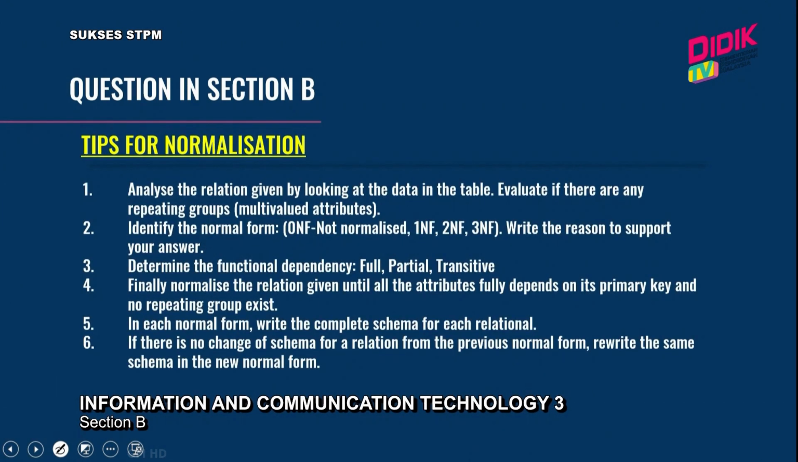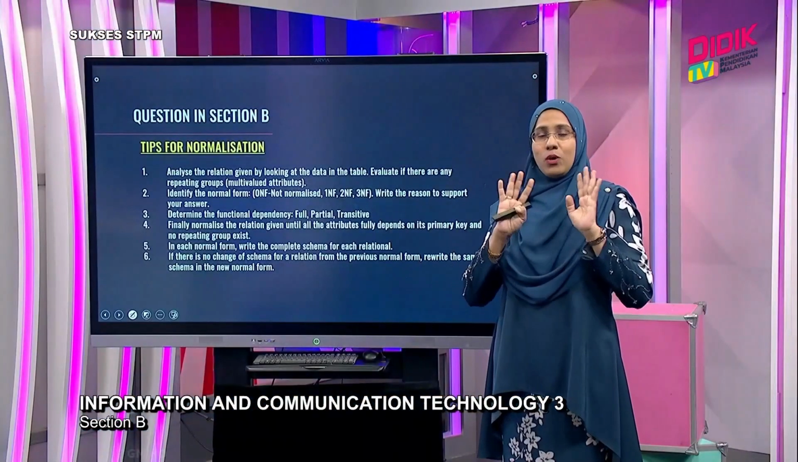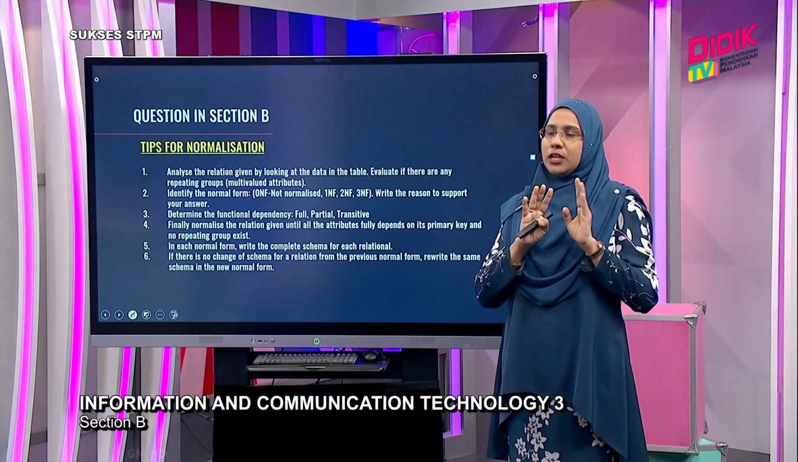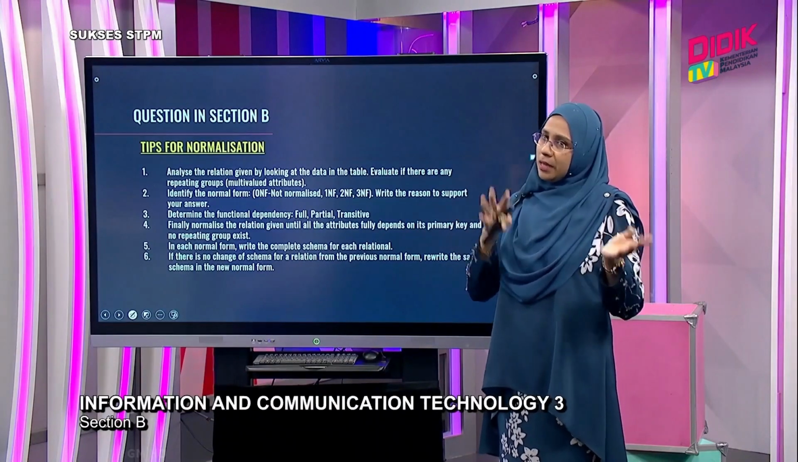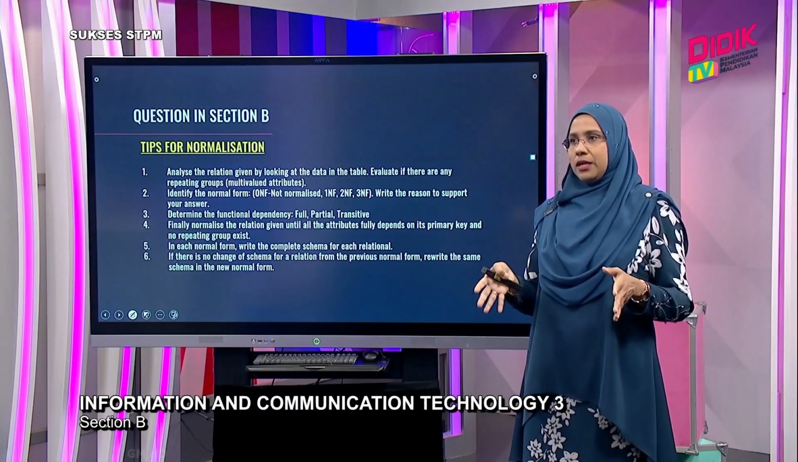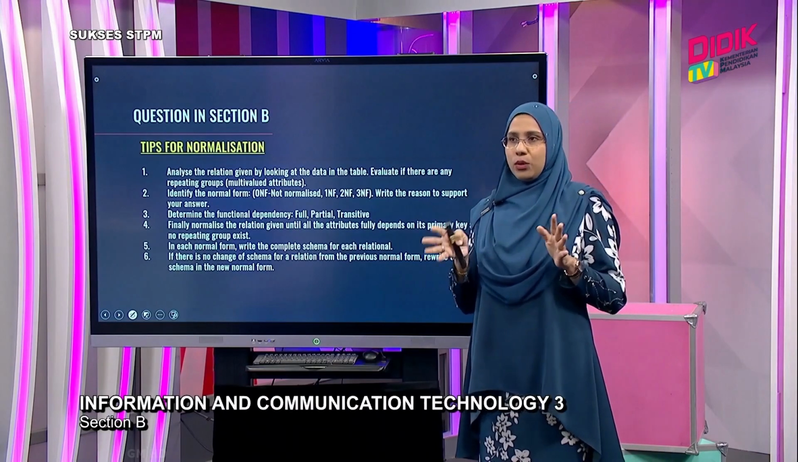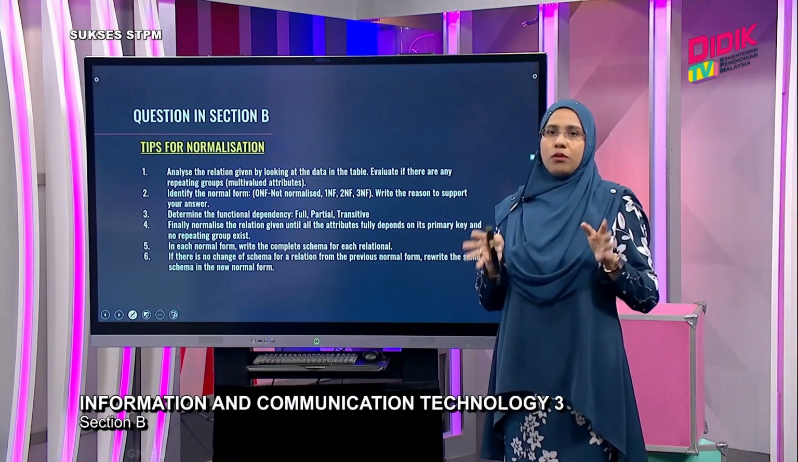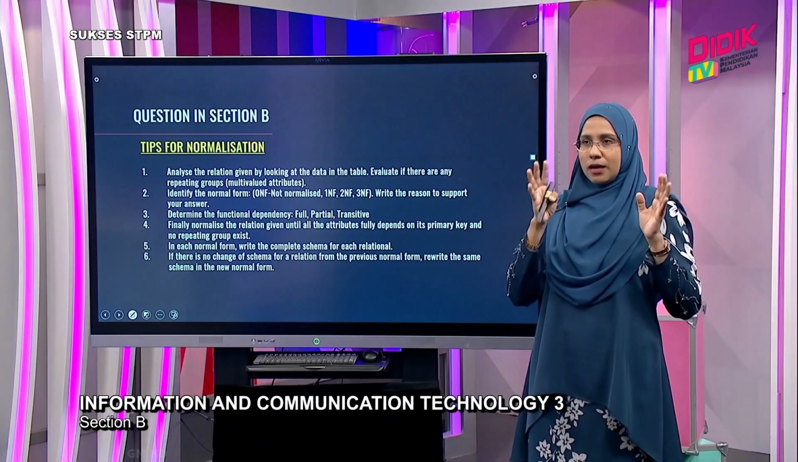Now normalization. This is quite challenging. Tips for normalization. You have to normalize the relation given. Analyze the relation given by looking at the data in the table. Usually you will be given it in table form. If you are not given it in table form, you might be given a relational schema. Either one. If given in table form, just analyze the table and evaluate if there are any repeating groups to determine which normal form the relation currently is in.